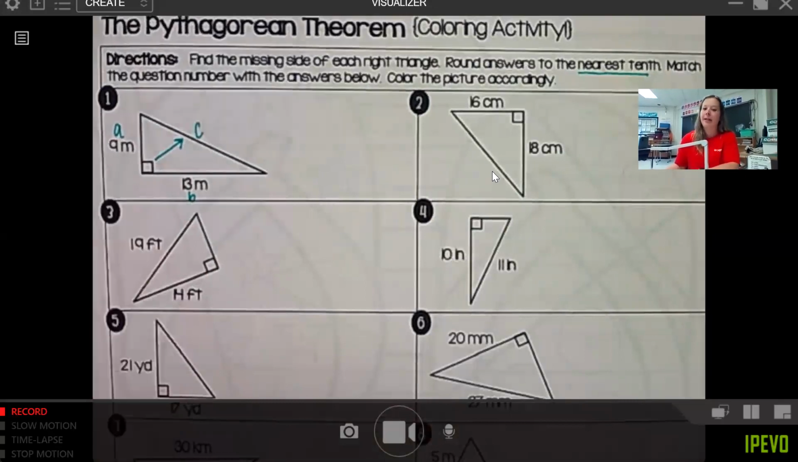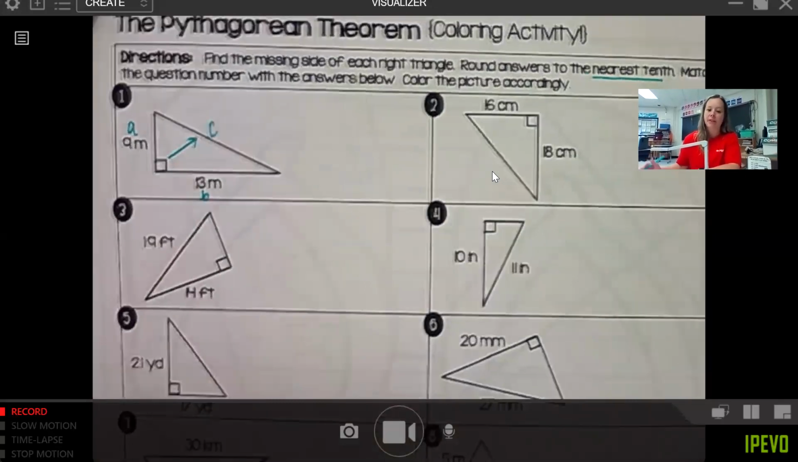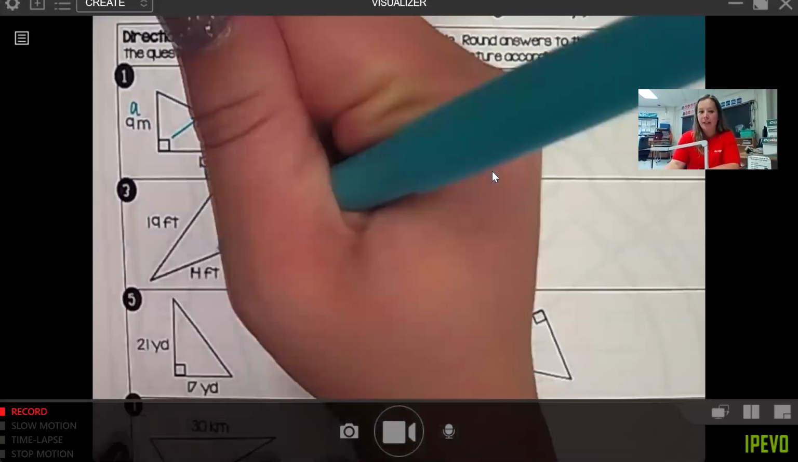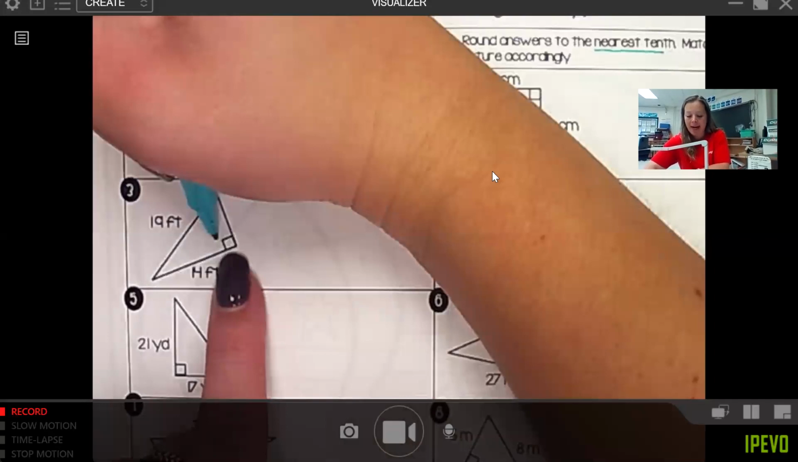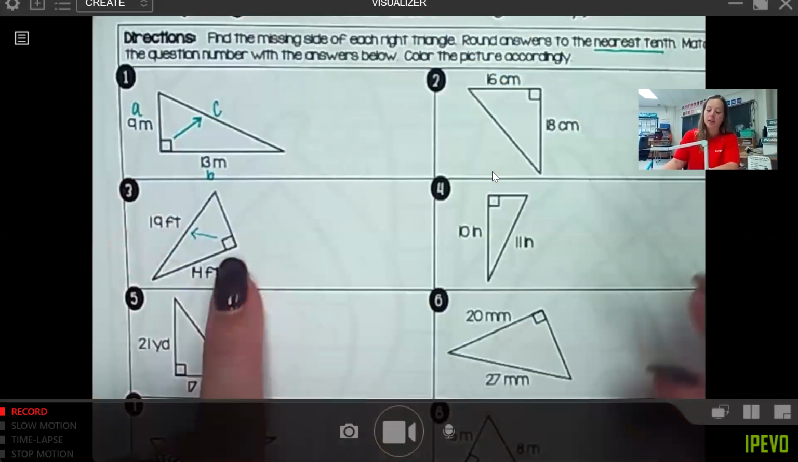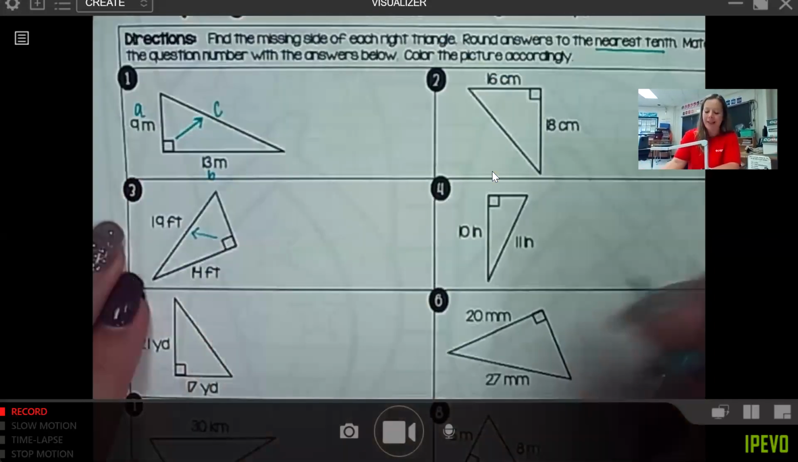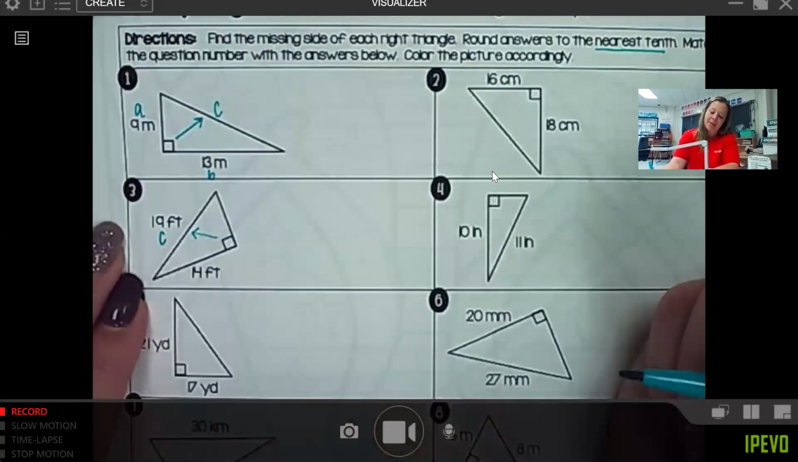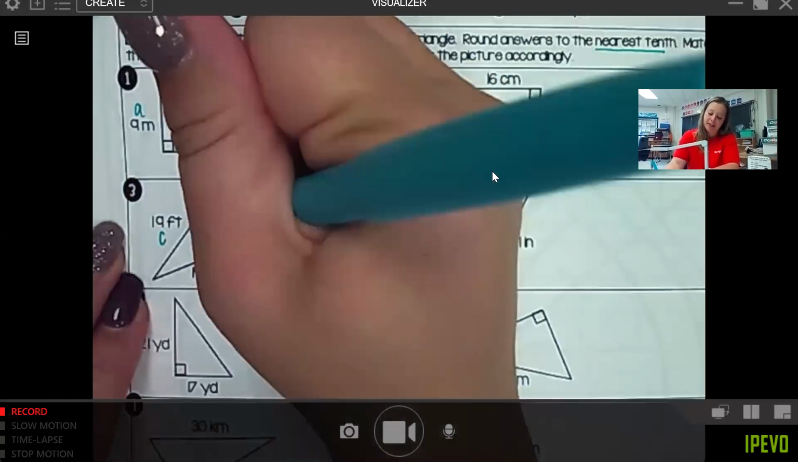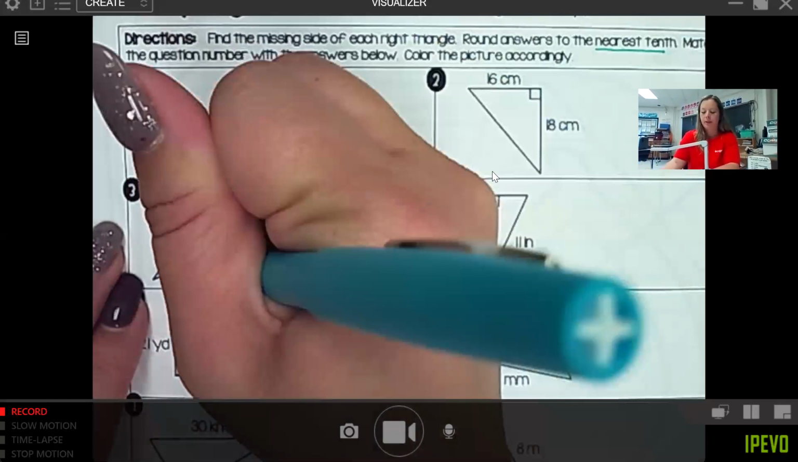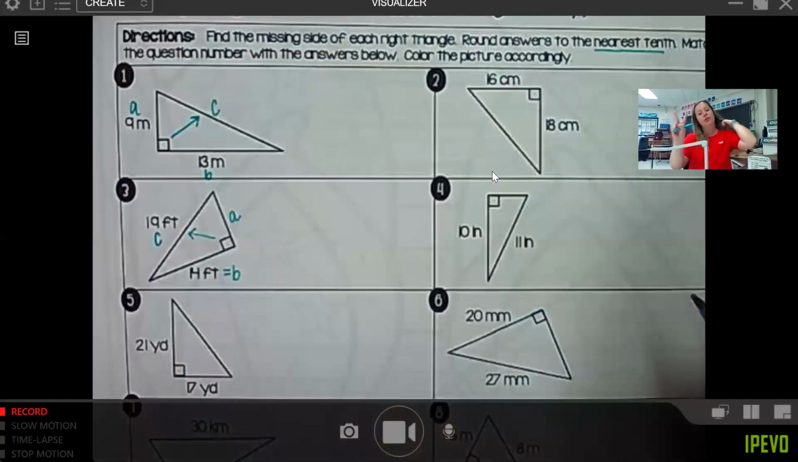Number 3 is a good example of not always solving for C. Here's my right angle. So if I draw my arrow opposite to my hypotenuse, my largest side, that is side C. This time I am solving for side A. Okay. Can still do that, having 2 sides, using the Pythagorean theorem.